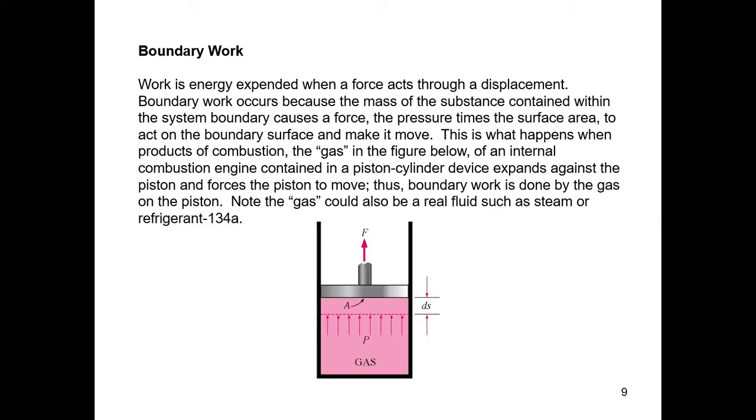The gas in the figure below, which is in pink color, moves up. It expands against the piston and forces the piston to move. Thus, boundary work is done by the gas on the piston. Why is it boundary work? Because it is done at the boundary, the top boundary of the gas. Note the gas could also be a real fluid such as steam or refrigerant.